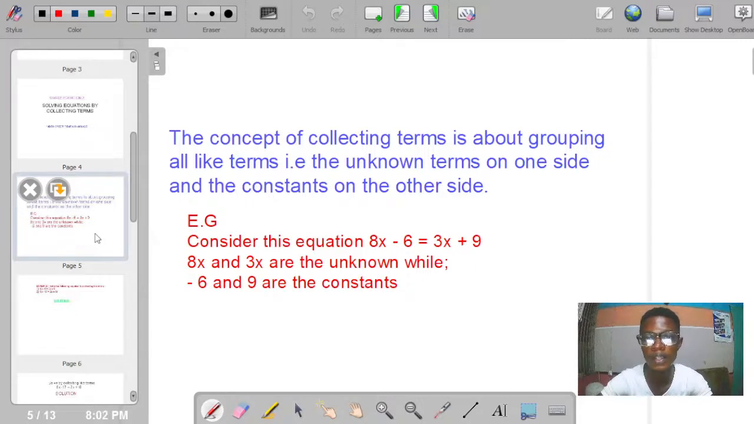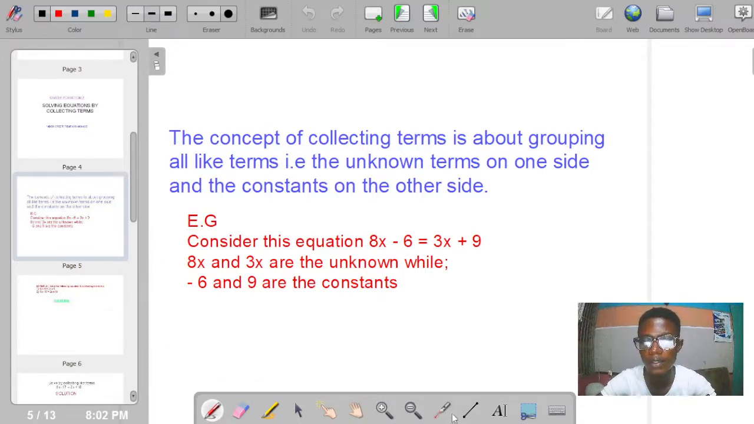So you can see the unknown terms on one side and the constant on the other side. I told you that there's the right hand side, there's the left hand side. So whichever way you think your arrangement will work, you can group the unknown on one side, either the left or the right, and your constant on one particular side. That's the concept of collecting terms. It means that whatever looks alike should be on one side and the other should be on the other side for you to be able to get your work done on time.